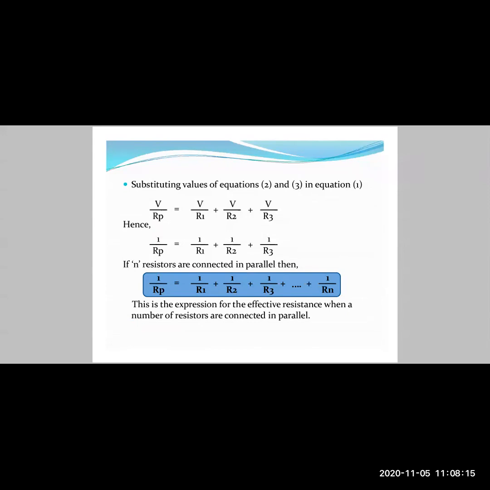So you can see there are three resistances: 1 ohm, 2 ohms and 3 ohms. The total effective resistance Rp will be lesser than the least resistance. Out of the three, the resistor having the least value is 1 ohm, right? So the total resistance will be lesser than 1 ohm. You can see that with a numerical, right? We will discuss that further.